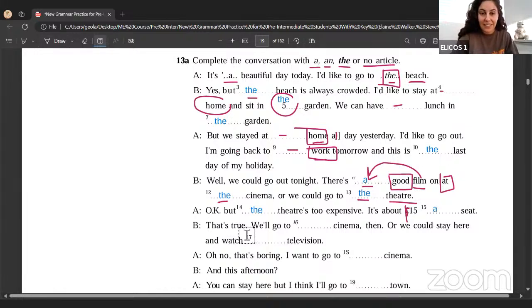That's cool, yeah, that's true. We will go to the cinema then. Then stay here. Watch the television. No, remember, watch television. These two words always go together. We don't put any article. And yes, it was the, because I thought this was yours. Yes, with the book.